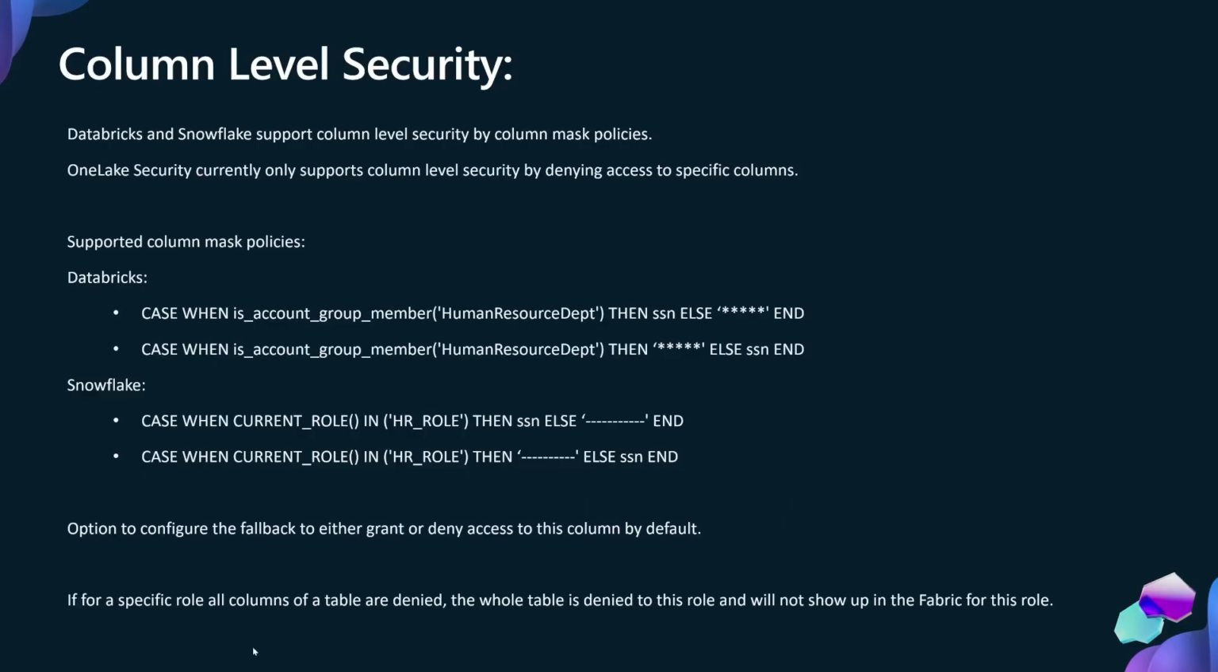If all columns of a table are denied, so if you have masking policies on all columns and for a specific role they should see nothing, then the whole table will just not show up in Fabric.